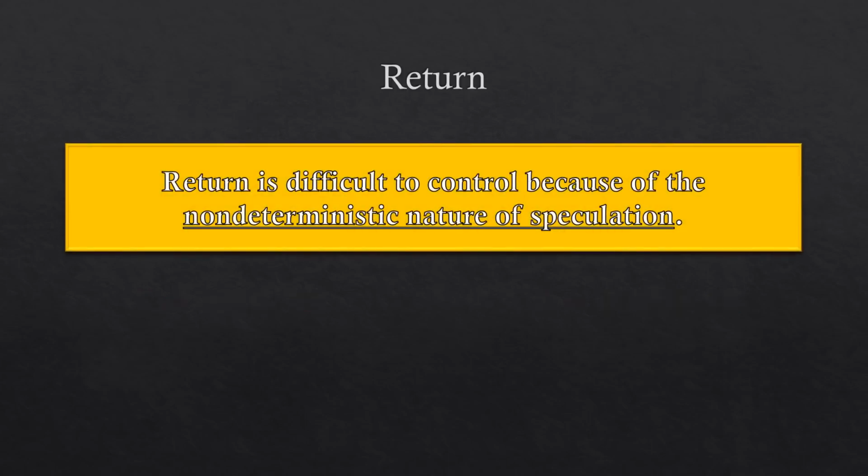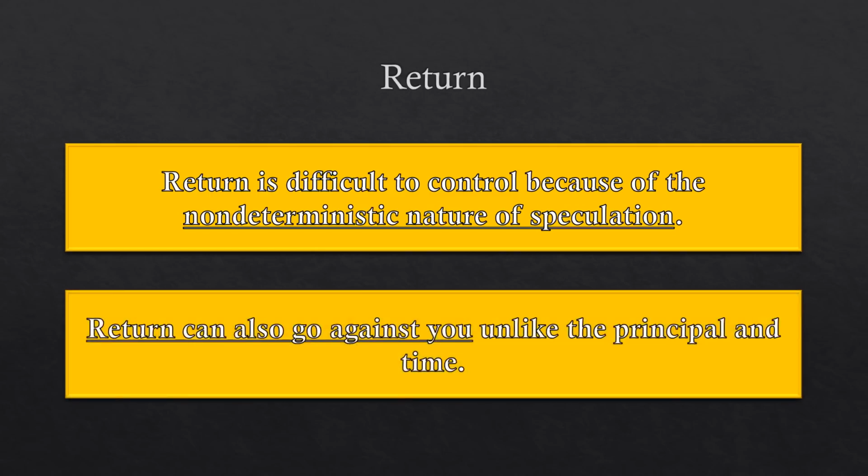This relates to what we talked about earlier. The future of price is uncertain because there is limited information about all the variables acting on price. So predictions about the future of price depend both on skill and on the unavoidable element of chance. Beyond the return being a difficult variable to control, it can also go against you, unlike the principal and time. You can have a negative return, but you cannot have negative principal, and time only goes forward.